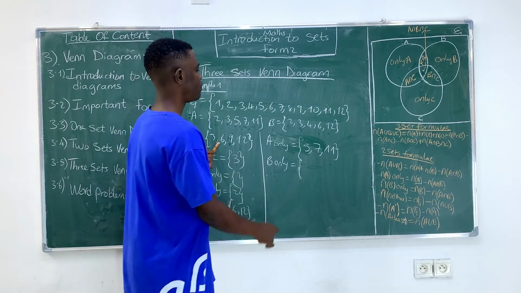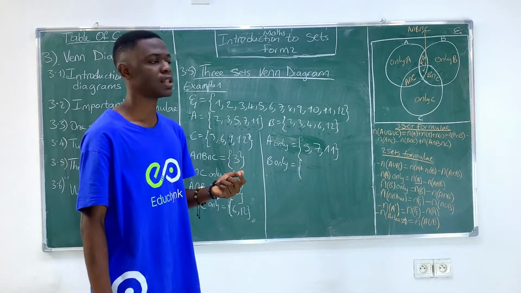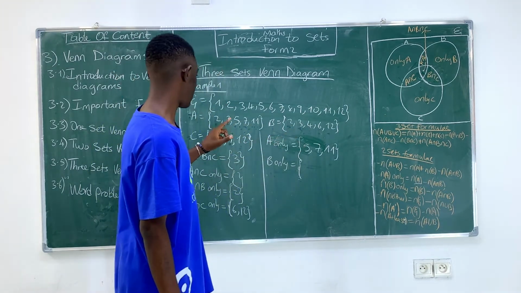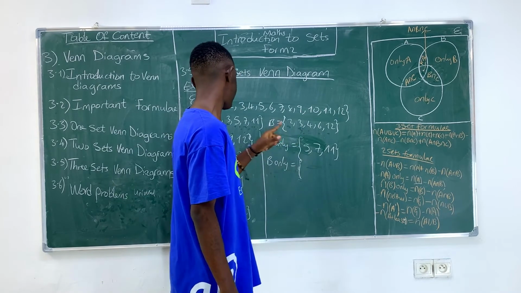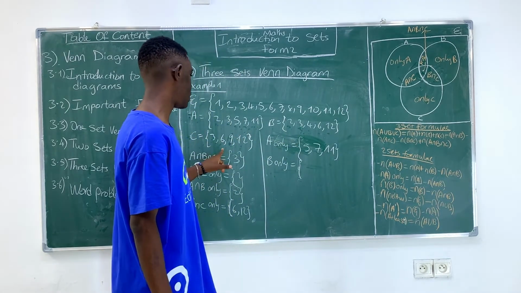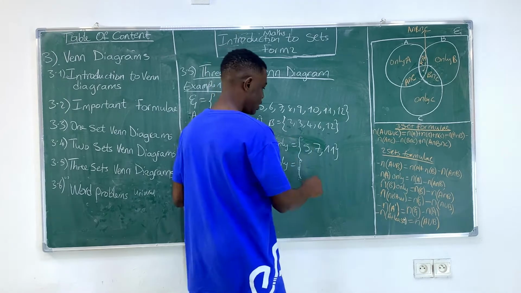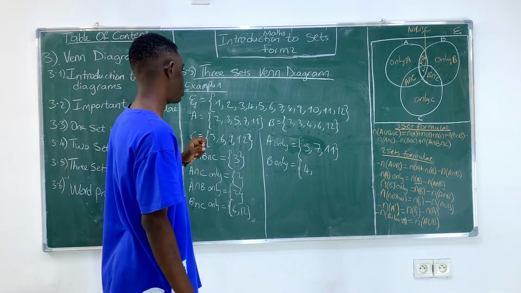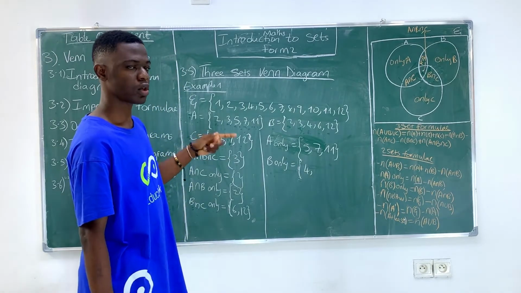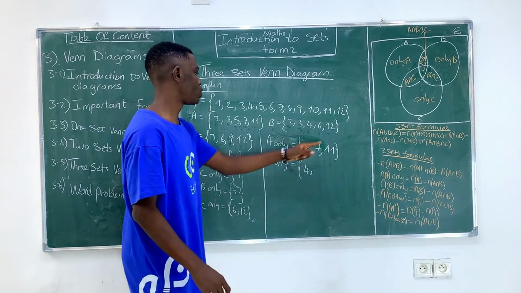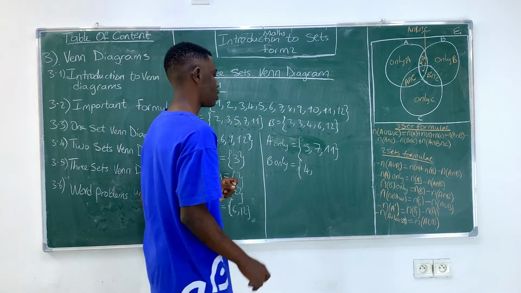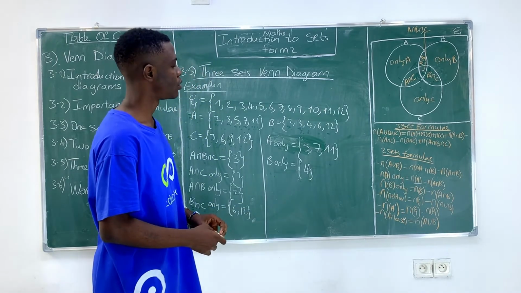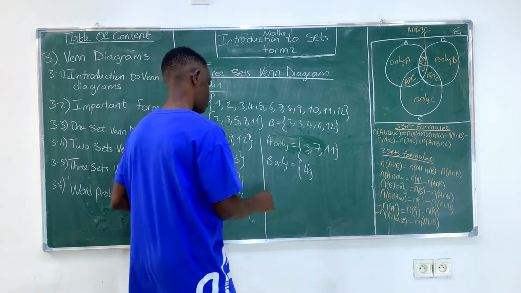So what is B only? Check B and check if it has elements which are not common to any other set. So 2 is in A, so you don't put the 2. 3 is in A and B, so you don't put 3. Is 4 in A? No. Is it in C? No. So 4 is only in B, so I put my 4 there. Is 6 in A? No. Is 6 in C? Yes. So I don't put 6, because 6 is in C. So my only value for B only will be 4. What's the C only?